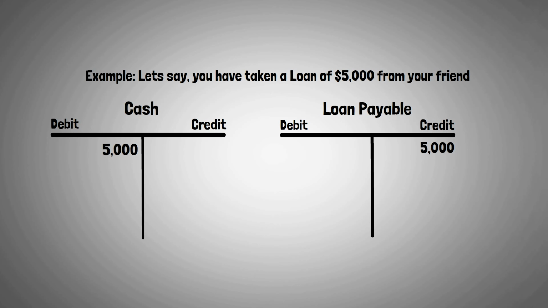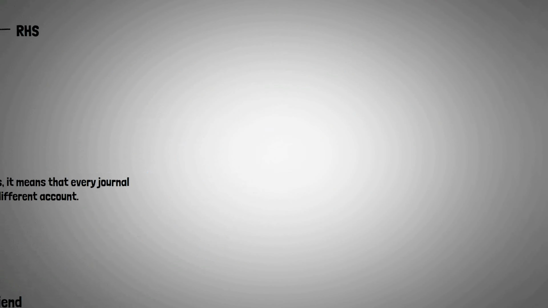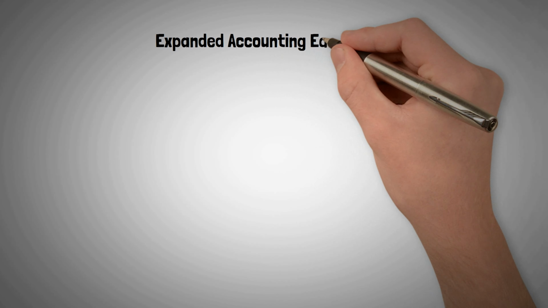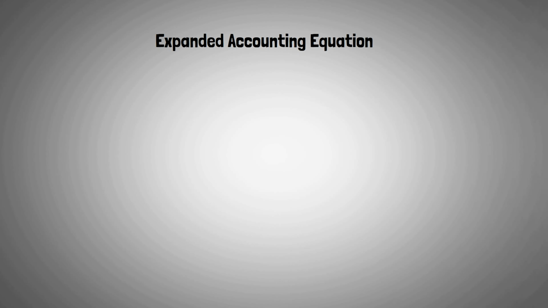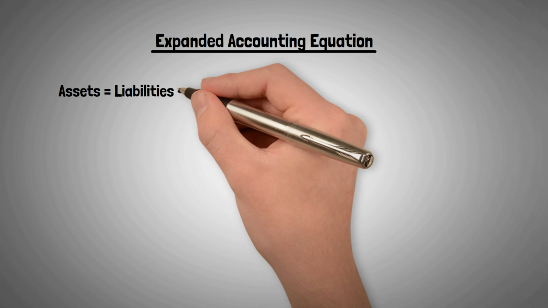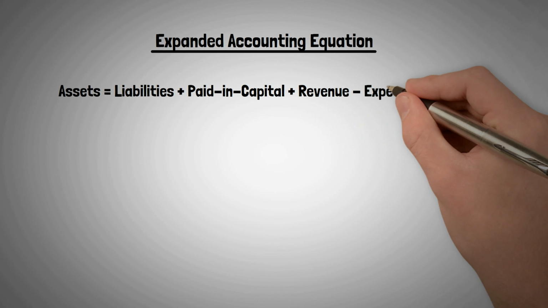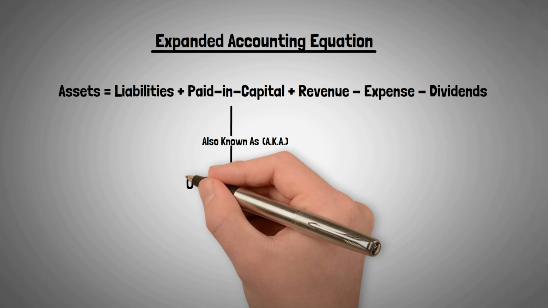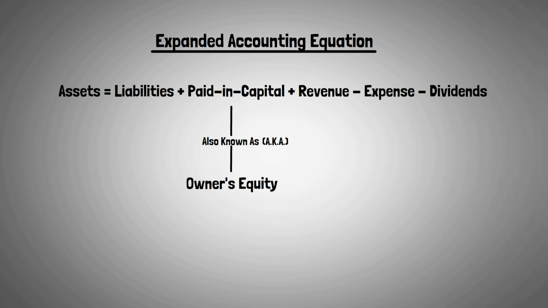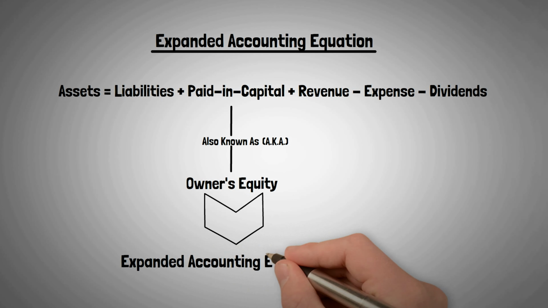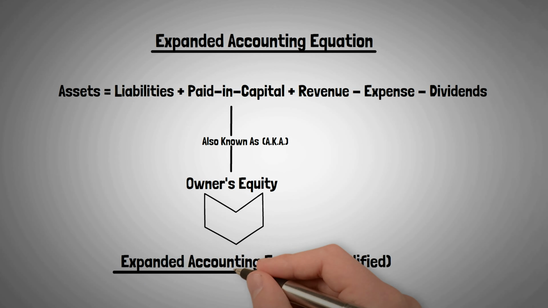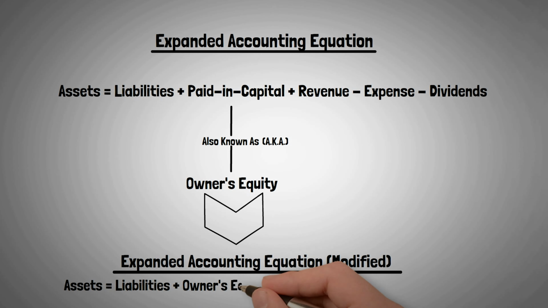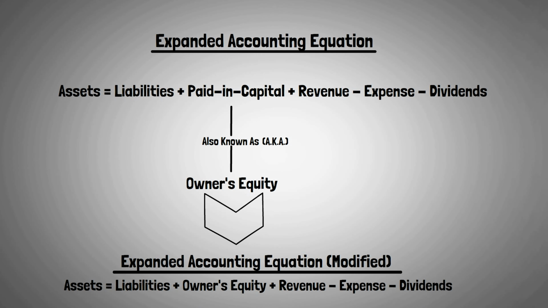For now, we will move to the expanded accounting equation. We will come back to this T account in a later part of the video. In my previous video, I discussed the expanded accounting equation, which is assets is equal to liabilities plus paid in capital plus revenue minus expense minus dividends. Now, paid in capital can also be referred to as the owner's equity, since it's capital invested by the owners or investors. We are going to use the term owner's equity instead of paid in capital in this video.